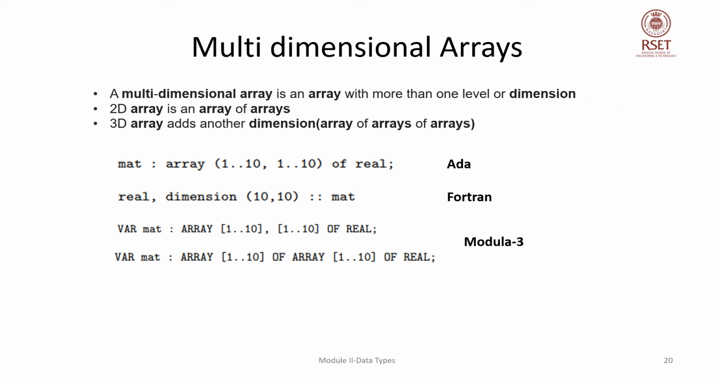We saw single dimensional arrays and 2D arrays. Now we'll see what are multi-dimensional arrays. A multi-dimensional array is an array with more than one level. So a two-dimensional array itself is a multi-dimensional array. A two-dimensional array is an array of arrays. And a three-dimensional array becomes an array of arrays of arrays. Don't be confused. It just means you have multiple dimensions. The examples given in the slide show how multi-dimensional arrays are declared in various languages. The multiple dimensions are declared with the particular data type. This is how it goes.